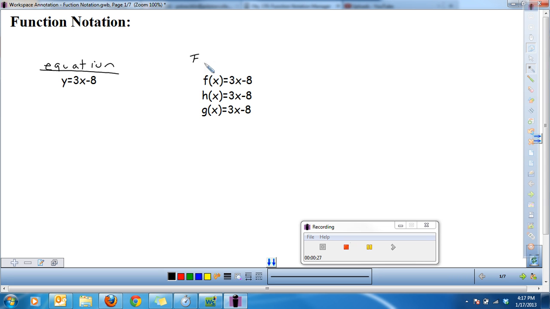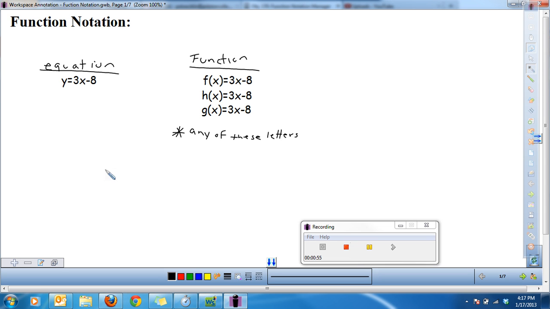A function looks very similar to an equation. It's just that it's written a little bit differently. You'll notice that this says f and then an x in parentheses. This x represents the x that's inside here. This is just telling us that f of x, h of x, g of x, a function can be written with any of these letters. It does not matter which letter you use. You can use f, h, or g. You can write with any of these letters.